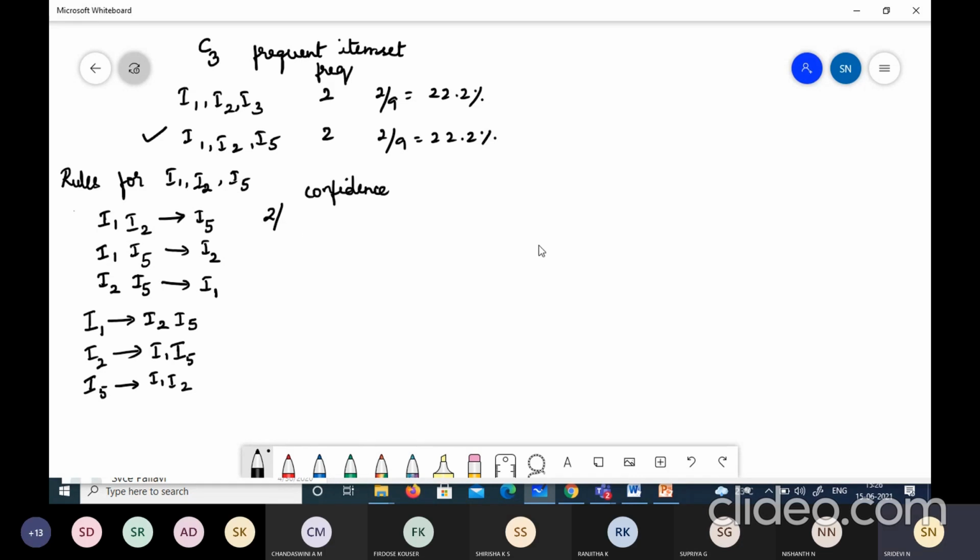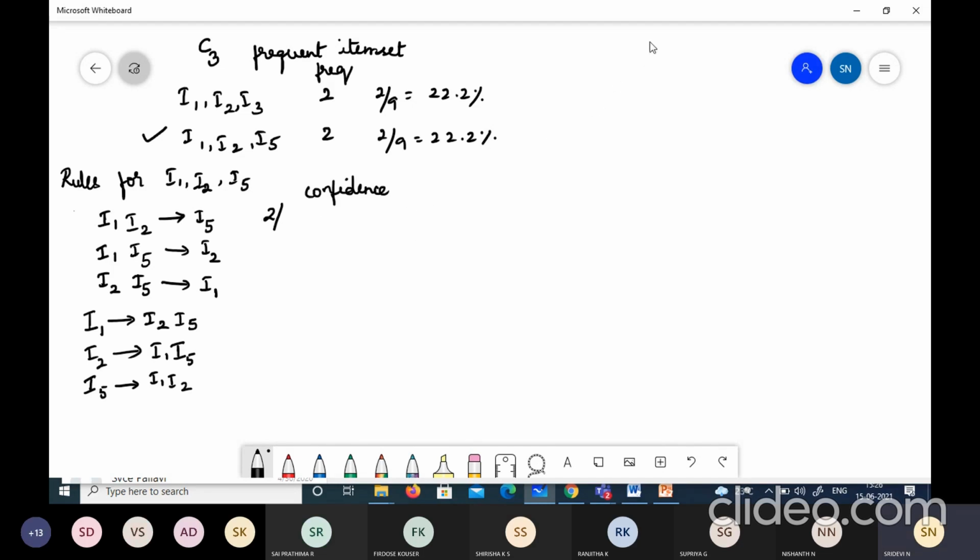One second. I'll clarify this for you all. So union of I1, I2, I5: in how many transactions is I1, I2, I5 present? So it is in 2 transactions. Now support of A alone means I1, I2. In how many transactions is I1, I2 available? That you check in the main table.